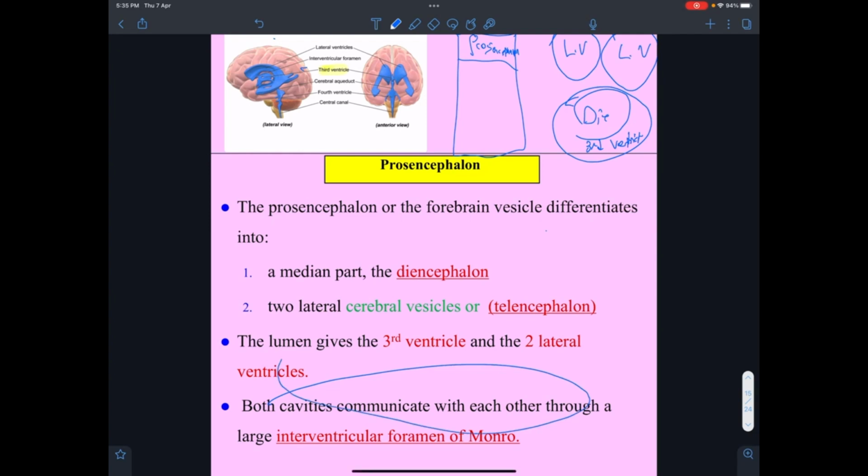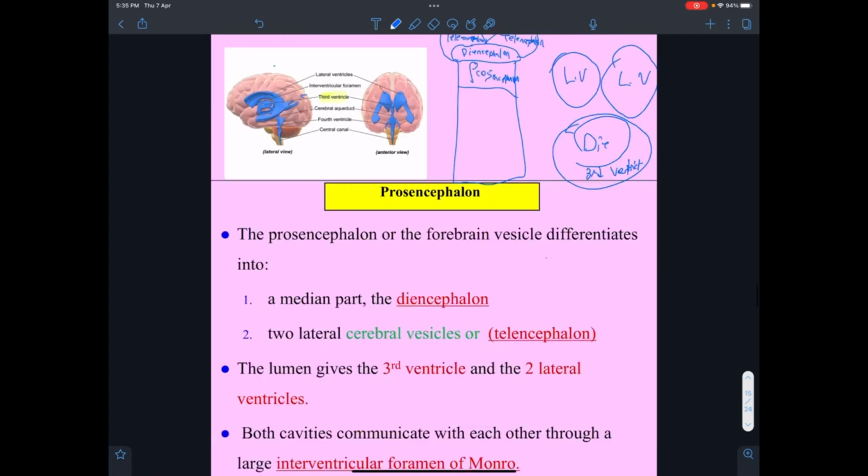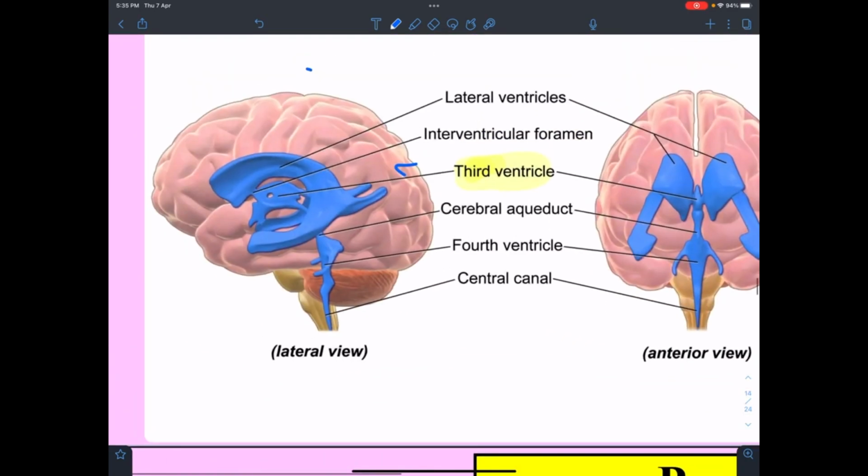But how? You don't have to know exactly how it works, but they communicate through a structure known as the interventricular foramen of Monro. Interventricular means between ventricles. Monro is a scientist. We can see what it means in this picture right here. You see this part? This is the third ventricle, let's put it in red. And this is the lateral ventricle.